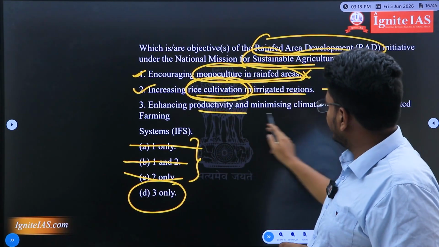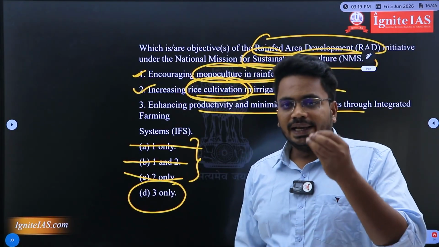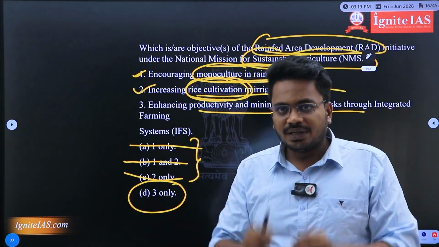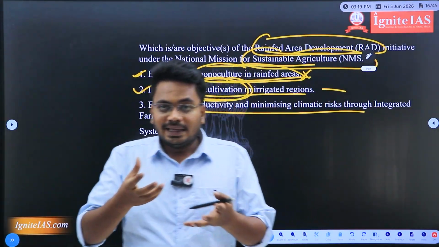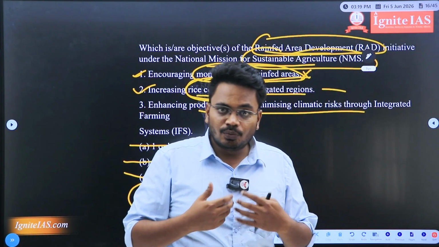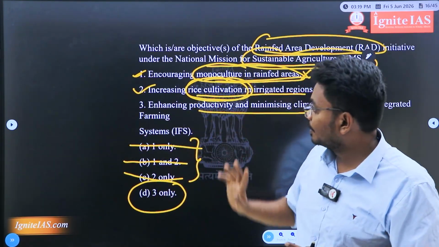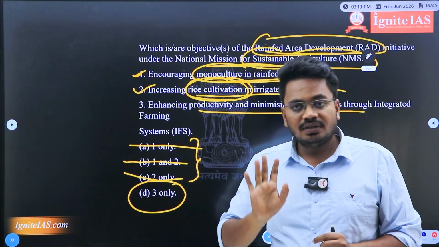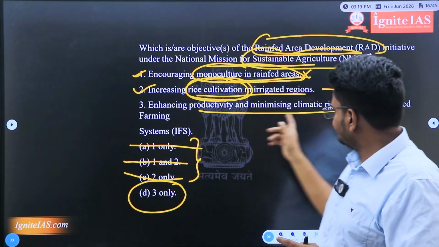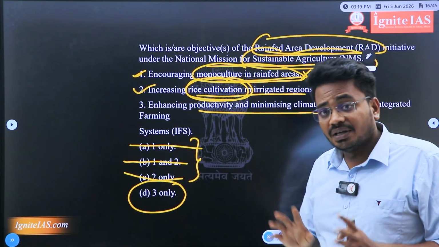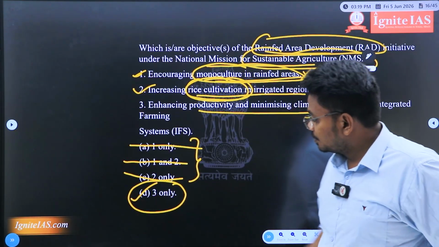Enhancing productivity and minimizing climatic risk through integrated farming. As I told you, in rain-fed areas, integrated farming will be done, and there they will be focusing on crops which take less water instead of more water. Rice consumes more water, that is why we can eliminate statement number 2. Monoculture will not be seen there. We'll have different types of crops grown, right? As I told you earlier, the integrated farming system will be seen, with more crops. So the answer would be option D.